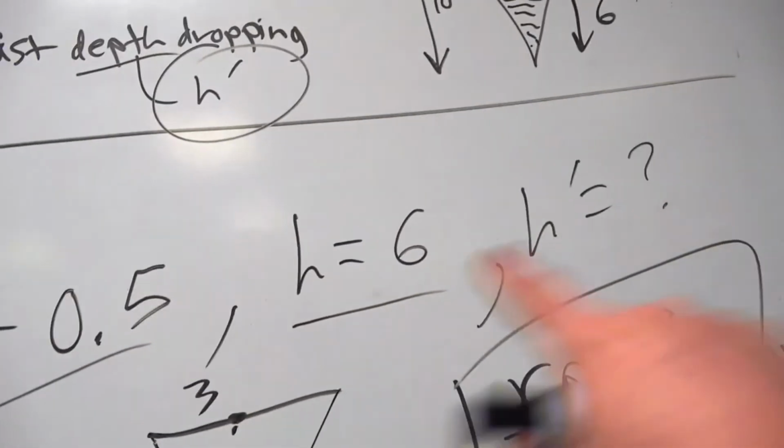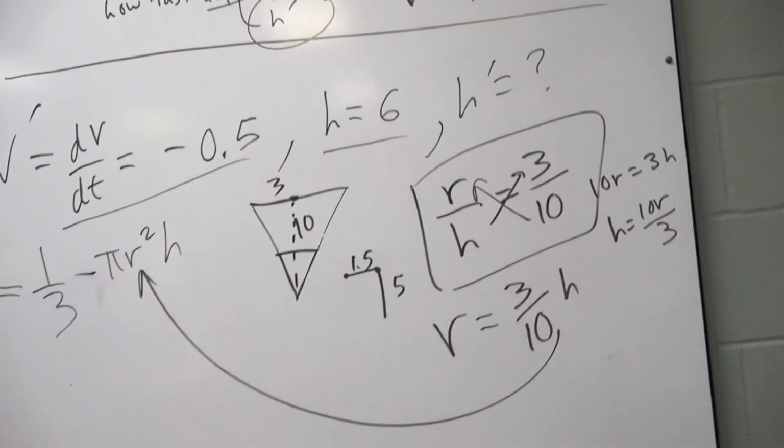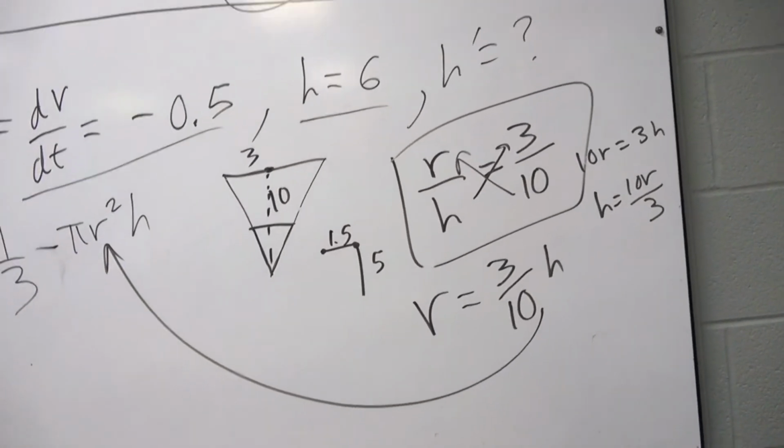You don't have any hints about the radius. Now, there's a way to do it that way, but it's going to cost you like 5 extra steps, so why would you do it?